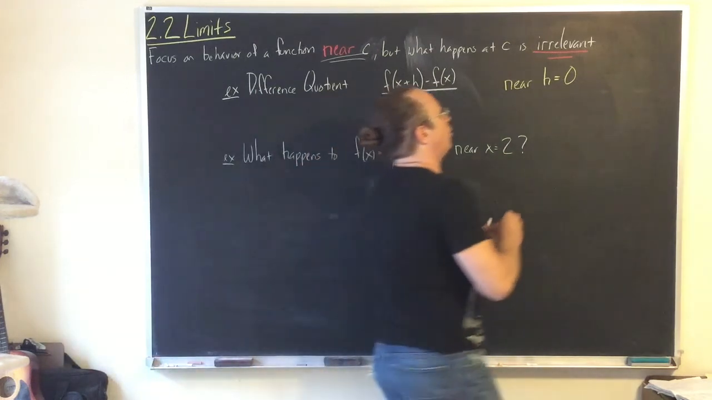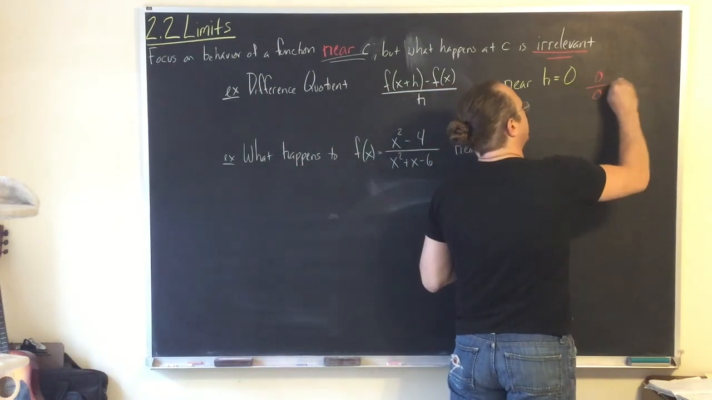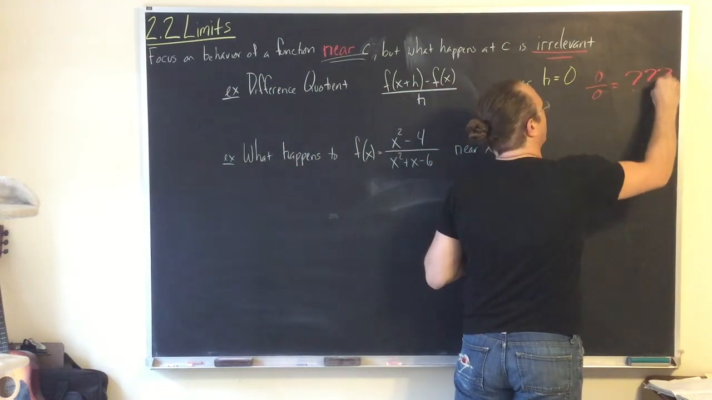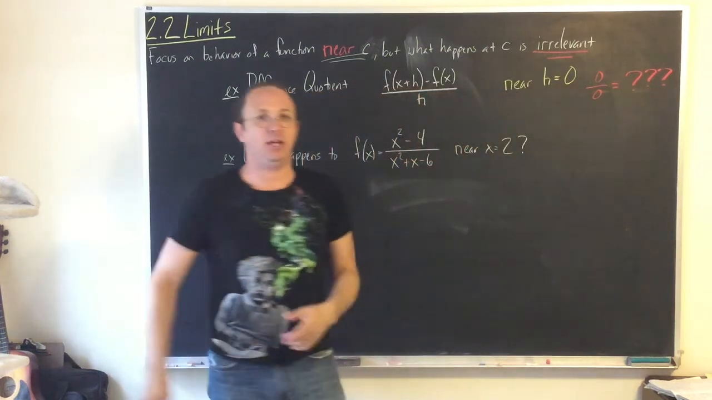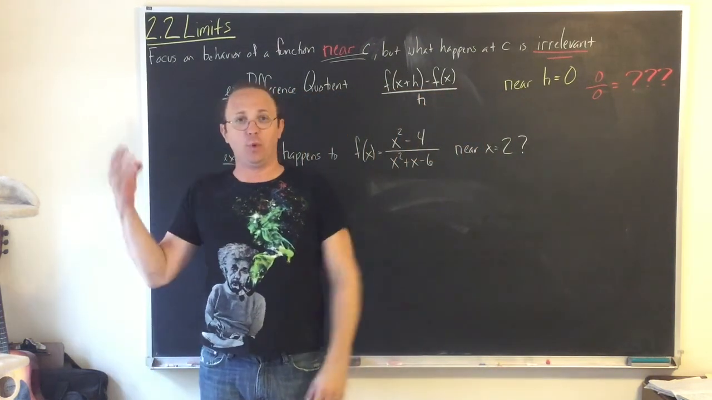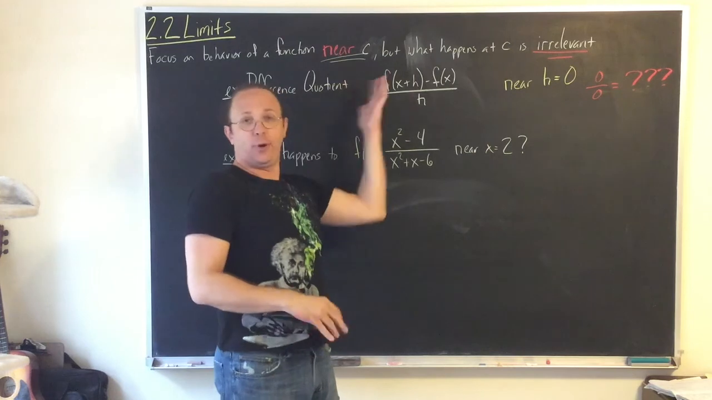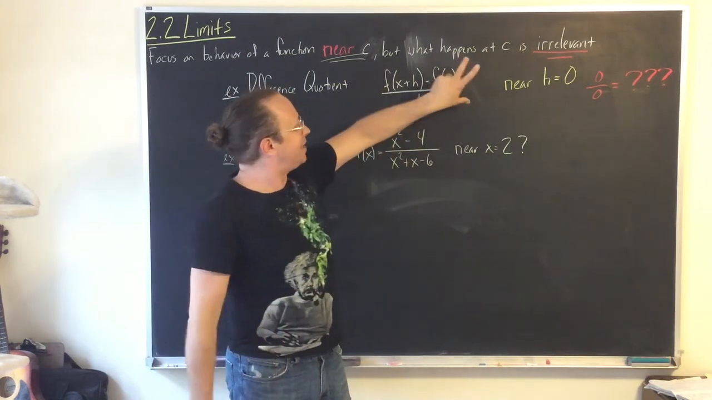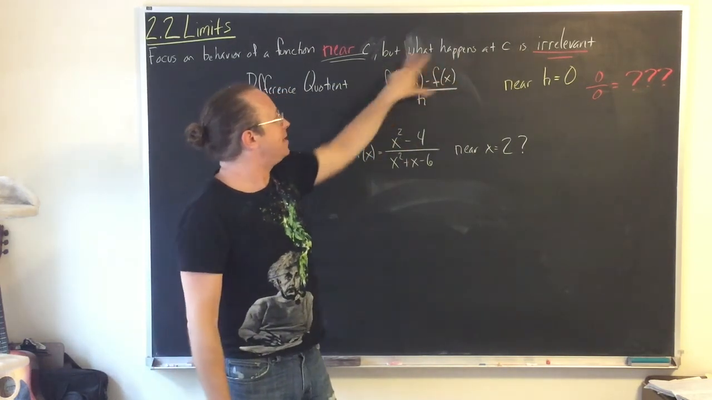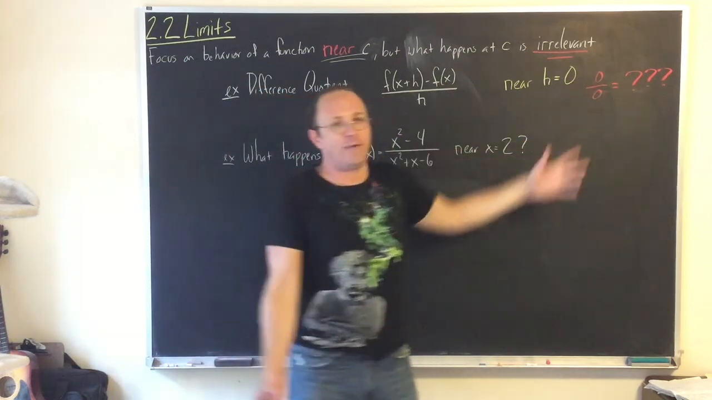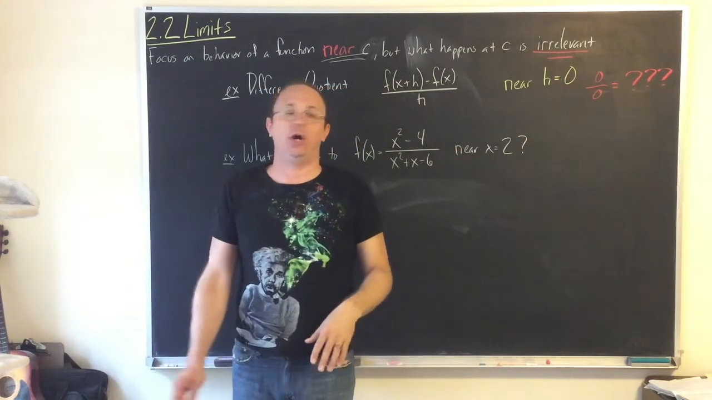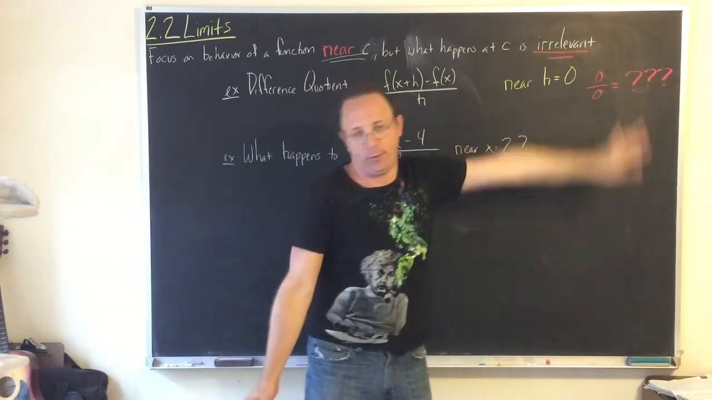So let's make a quick note. 0 over 0 equals I don't know. It could equal 0. It could equal 1. It could equal 3. There is no way to tell what's going to happen near 0 because 0 over 0 is completely undetermined. This is called an indeterminate form.